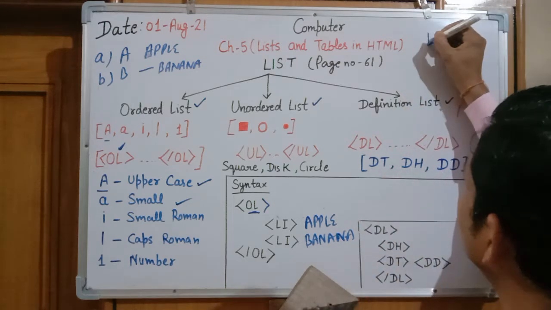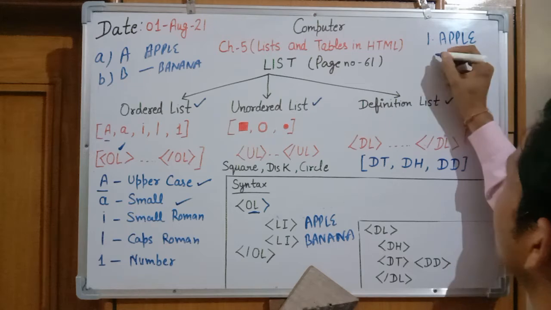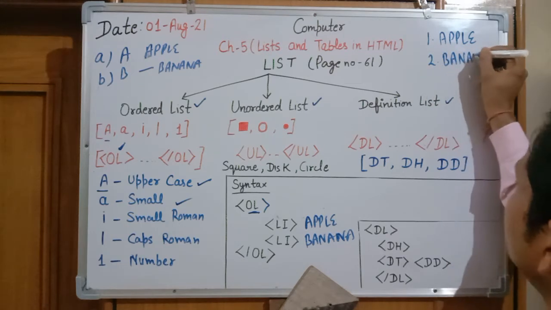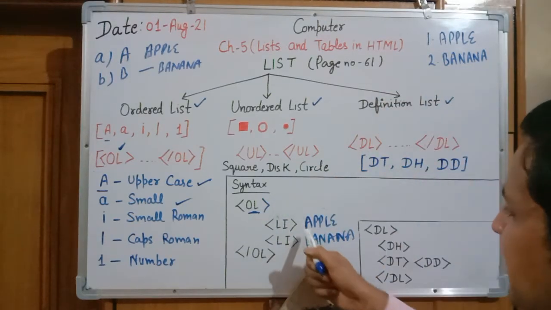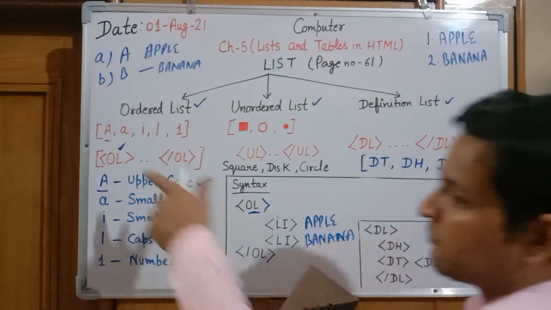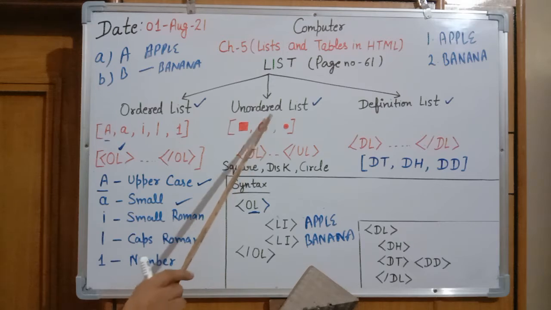The result will be 1 apple, 2 banana, because by default type it will take number form and items are apple and banana, both are in sequential order. This is the concept of ordered list. Come to the second type, that is unordered list.